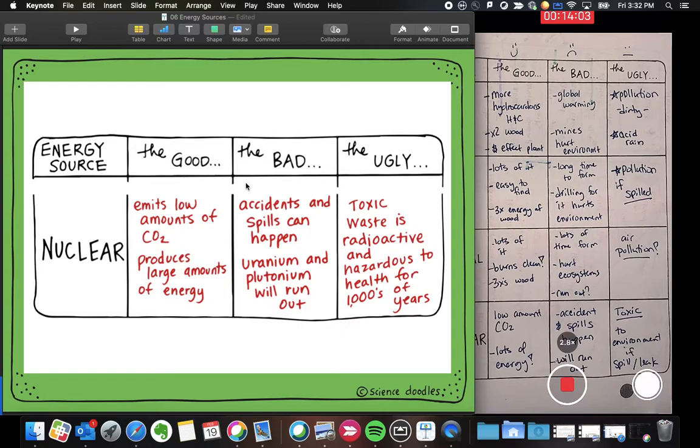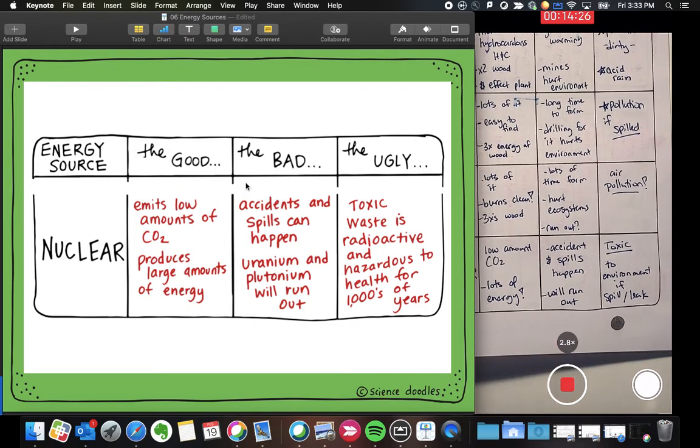So the good part about nuclear is there's low amounts of CO2 in the atmosphere, so it doesn't impact the greenhouse gases as much. It can produce large amounts of energy. The bad part is if an accident and a spill happens, it's really dangerous. And then uranium and plutonium are going to run out. Let's keep this up.